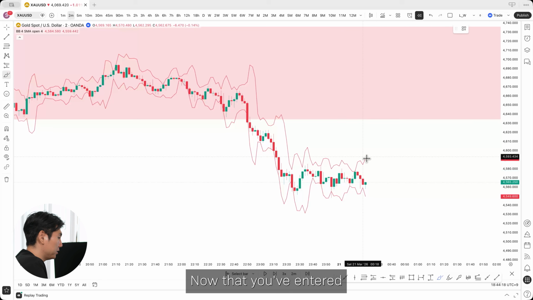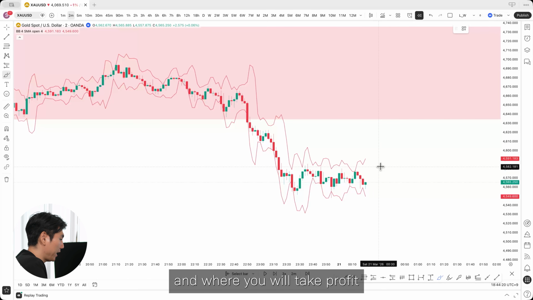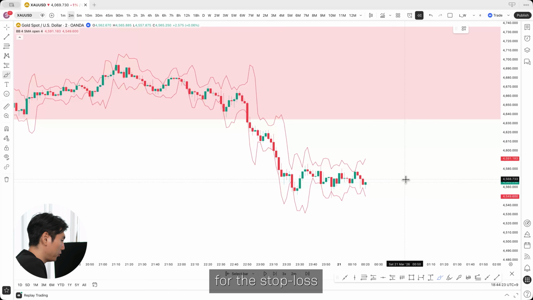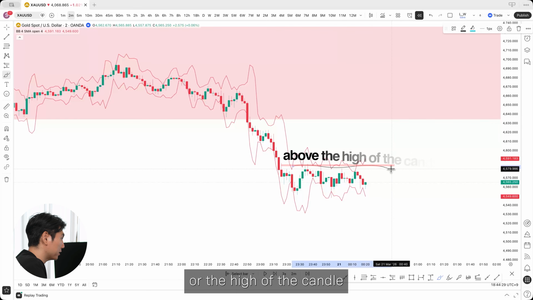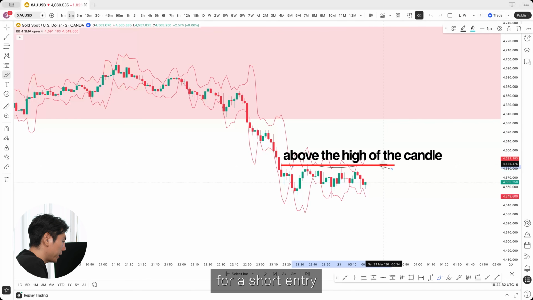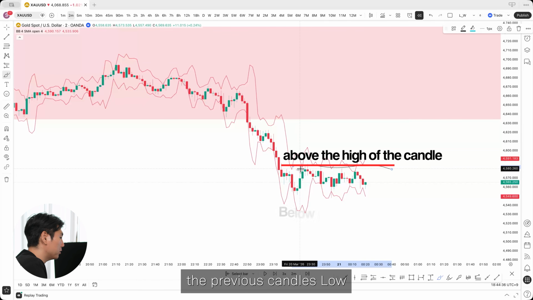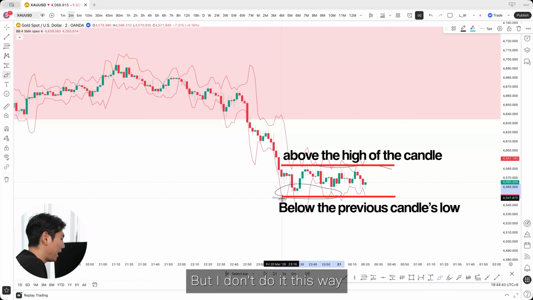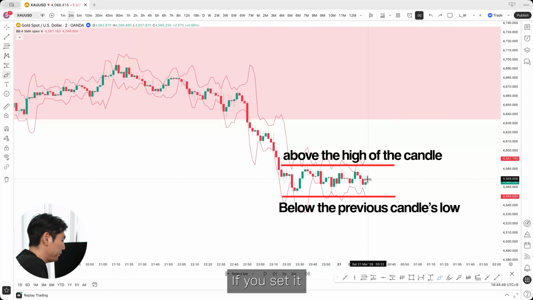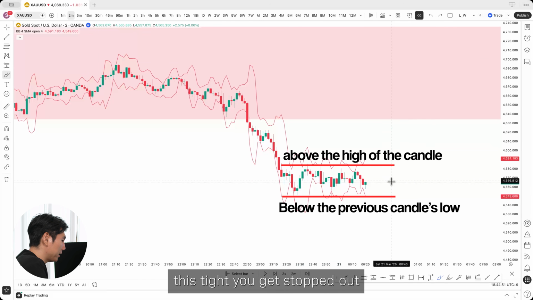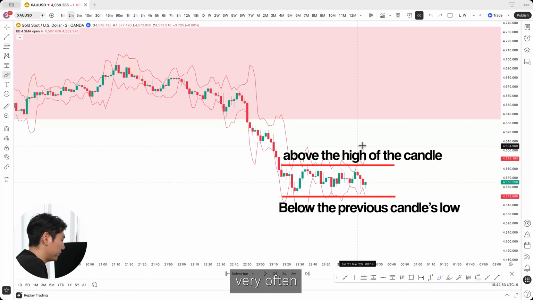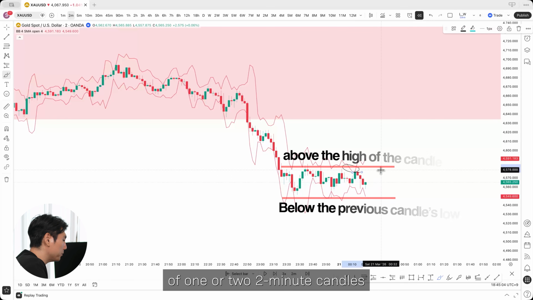Now that you've entered, you have to set your stop loss and where you will take profit. For the stop loss, most people set it at the low or the high of the candle. For a short entry, above the previous candle's high. For a long entry, below the previous candle's low. But I don't do it this way. If you set it this tight, you get stopped out by noise very often. You get stopped out by the wiggle of 1 or 2-minute candles.